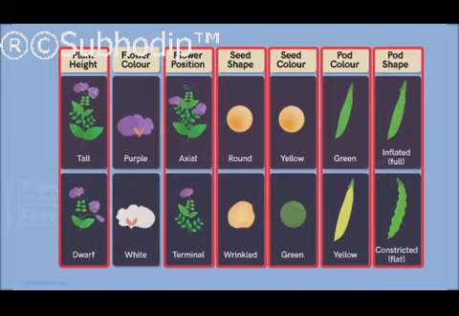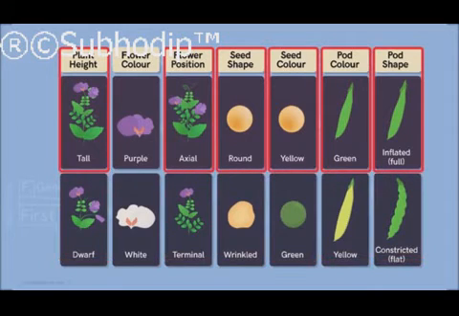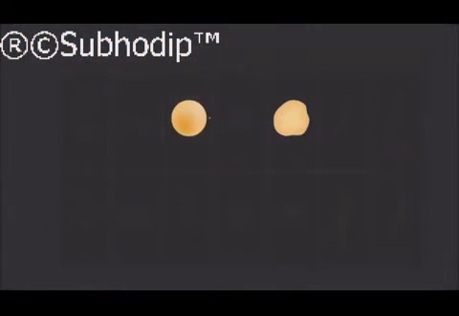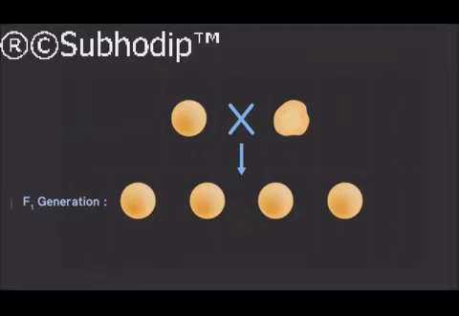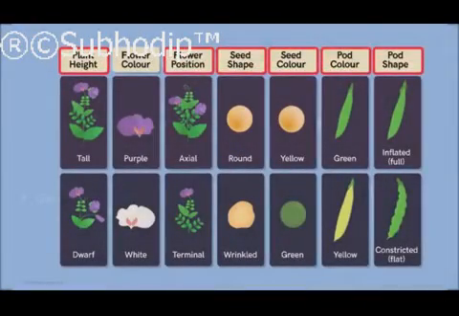And then he found that only one character is expressed in the F1 generation. For instance, he crossed a pea plant having round seeds with the one having wrinkled seeds. In the F1 generation, he obtained all the plants having only round seeds. It implied that the offsprings are similar to only one of the parents and do not have any resemblance with the other. And this was seen for all the characters.